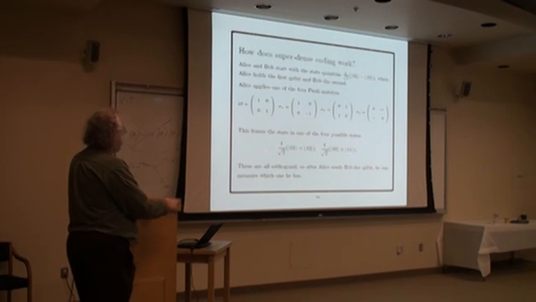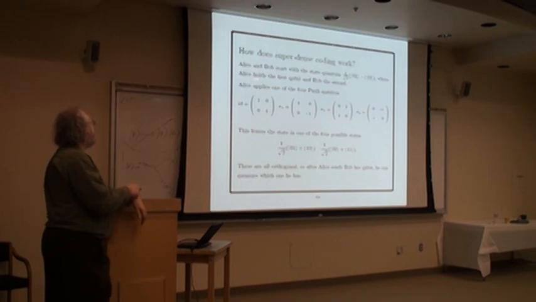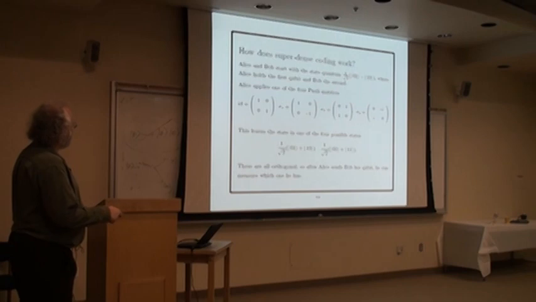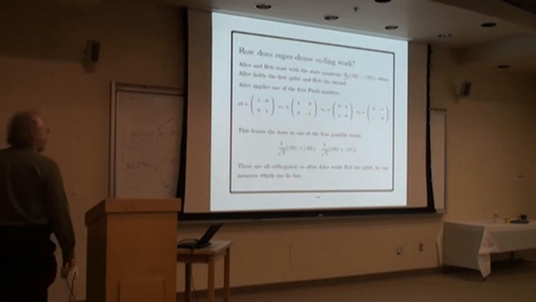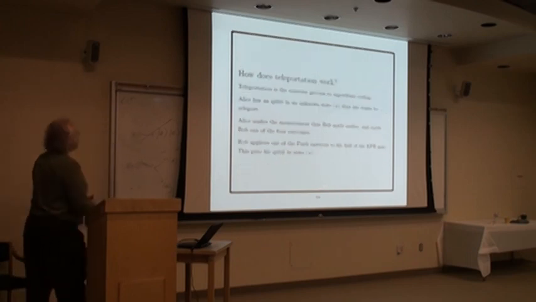Now these four states are all orthogonal. So after Alice has applied the Pauli matrix to her qubit, she can send her half of the EPR pair to Bob, and Bob can make the measurement which distinguishes all four of these states. Getting one of four possible states is two bits.